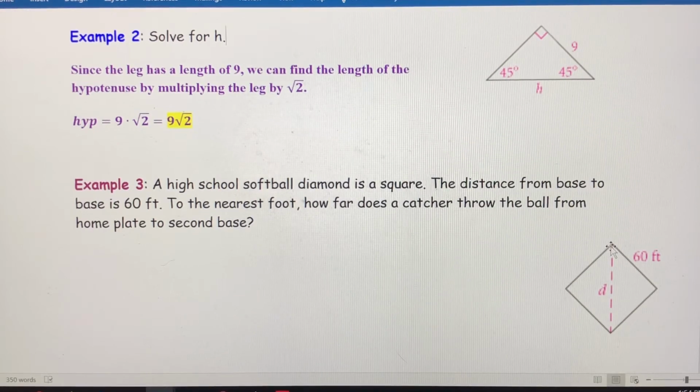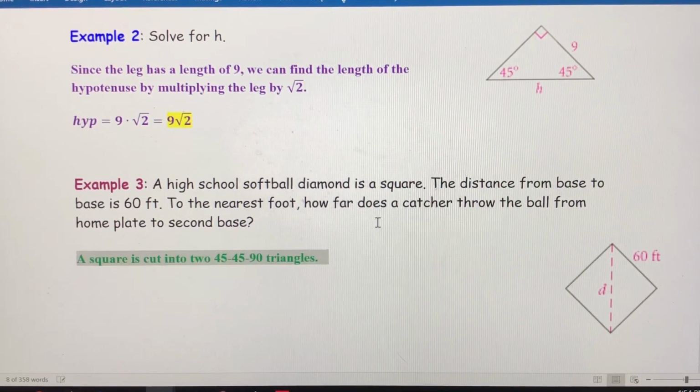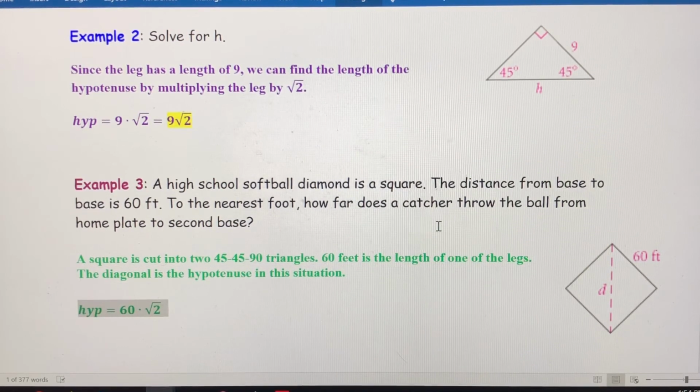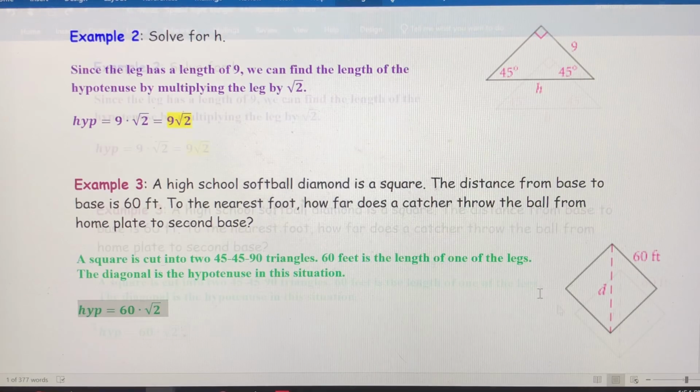If I were to draw a diagonal from second base here to home plate here, this diagonal would become the hypotenuse of these two different 45, 45, 90 triangles. So I can use the concept of special right triangles to calculate this distance. Well, a square cuts into two 45, 45, 90 triangles. 60 feet is the length of the legs. The diagonal is going to be the hypotenuse. So I'm just going to multiply that distance from base to base, 60 feet, times radical 2 to calculate the distance from second base to home, okay?